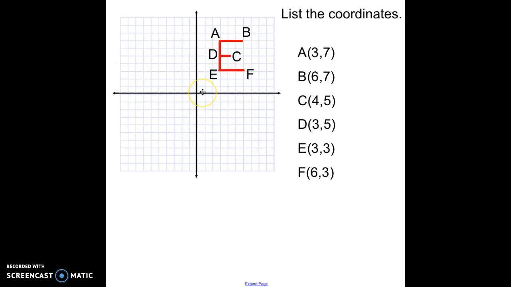So the ordered pair 3, 7, let's see, starting at the origin over 1, 2, 3, up 1, 2, 3, 4, 5, 6, 7. That's point A. Then over 6 up 7 is point B. So on and so forth until you have all of the edges in order to make your letter.